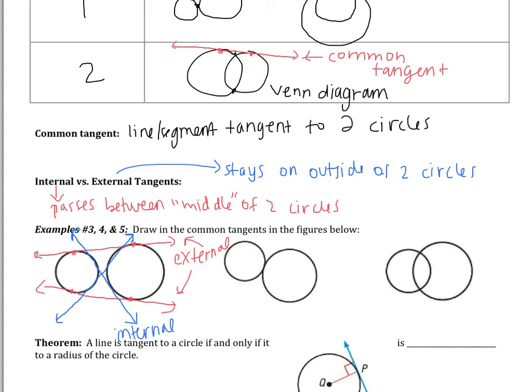Let's see how we did. For example 4, you should have come up with this external tangent and this external tangent. And, tricky, there's one more that goes right through the middle. And this one is the internal.